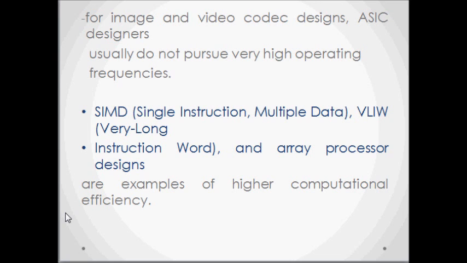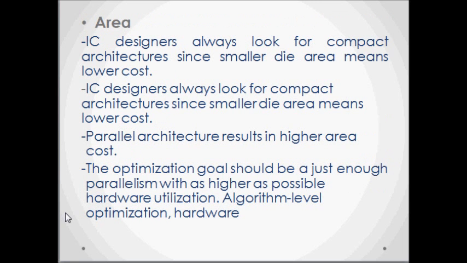Area. IC designers always look for a compact architecture since smaller die area means lower cost. A more compact design has better competitiveness. Area is used to trade with frequency.